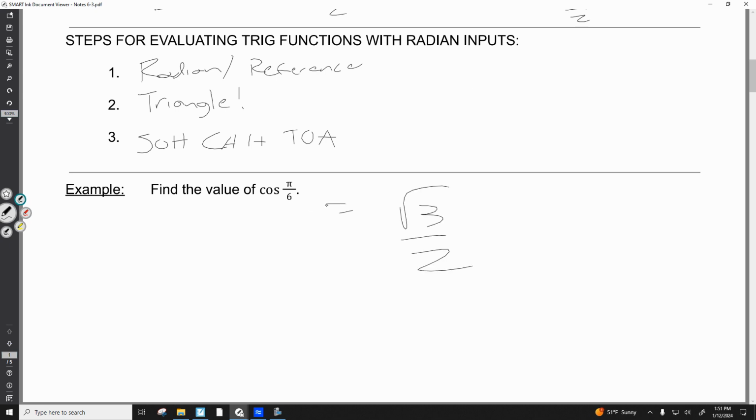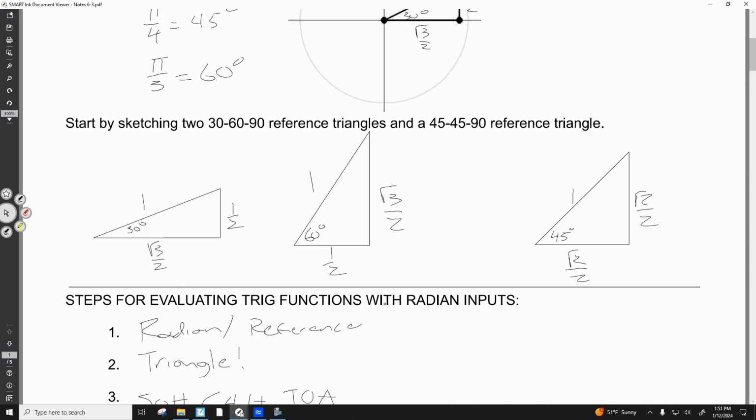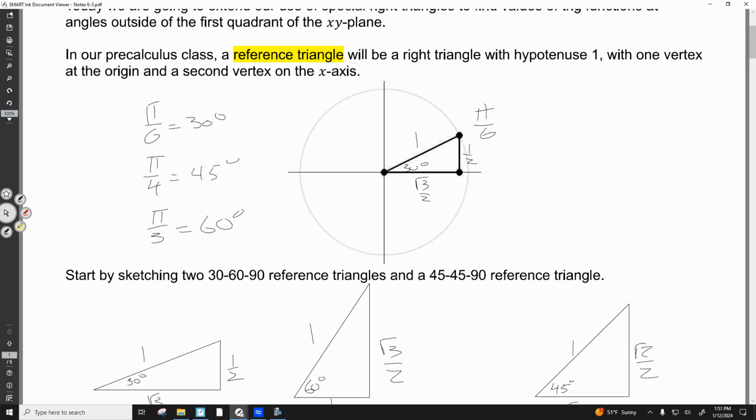Let's review. We've already done that. Okay. What is new? What is new? We are going to be in different quadrants. What is new is that if we are in different quadrants, direction matters.